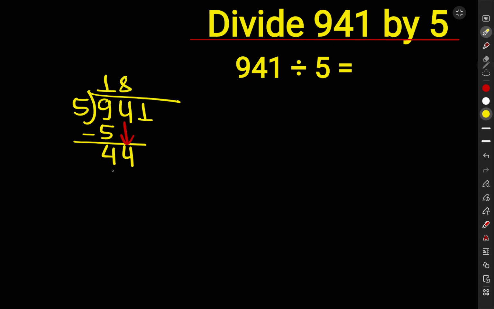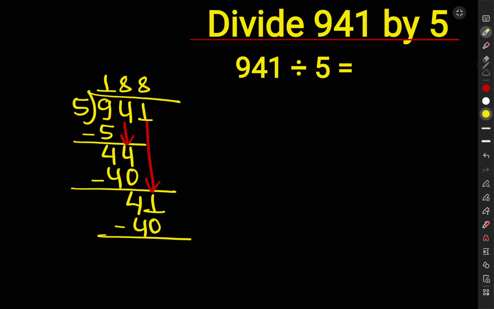5 times 8 is 40. On subtracting we get 4. So again we put down this 1 and it is 41. 5 times 8 is 40. On subtracting we get 1.